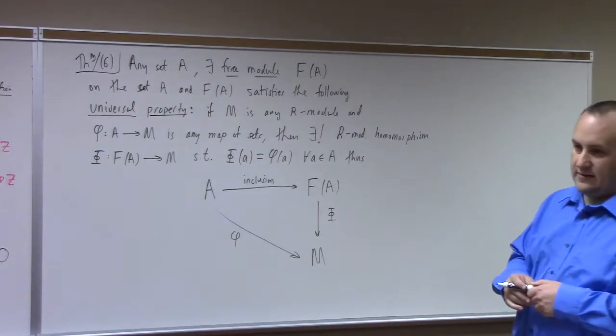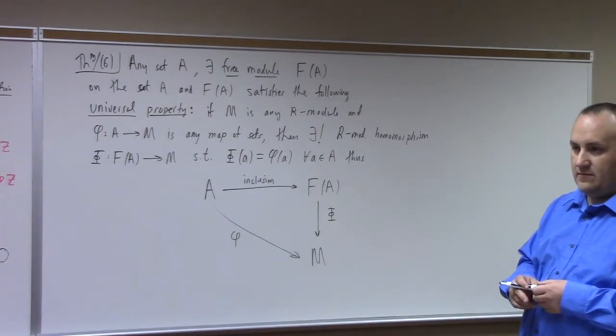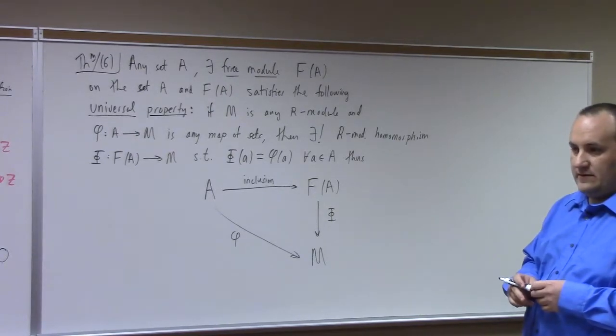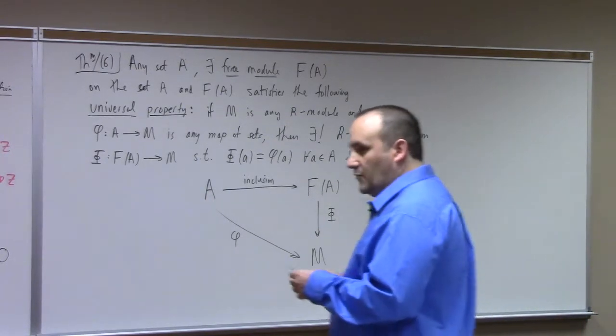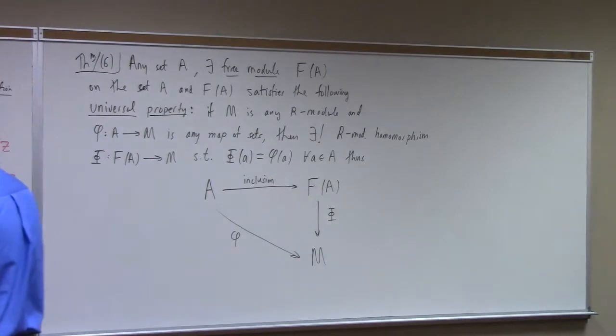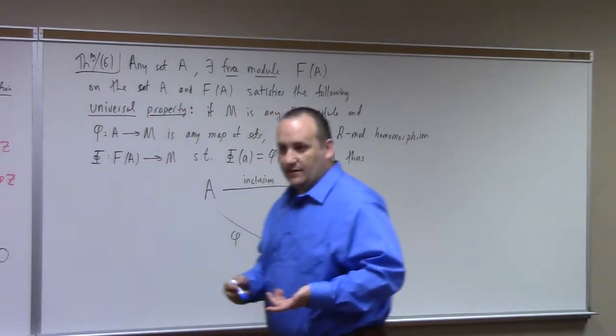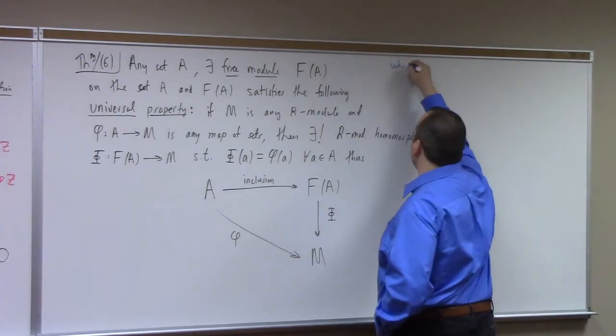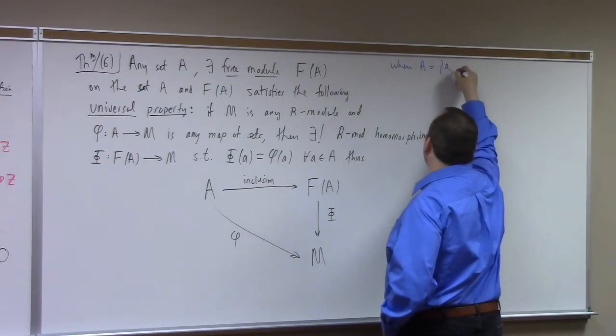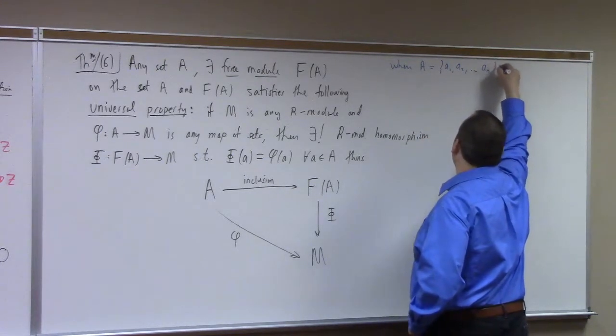Now, I have not taken the time and energy to define what the free module generated by A is here. But that is explained in excruciating detail in Dummit and Foot if you read chapter 10. It's in there. But the most important example, an easy example to understand for F(A), is the case where A is finite. All right, when A is a finite set, say a1, a2, and so on, an.